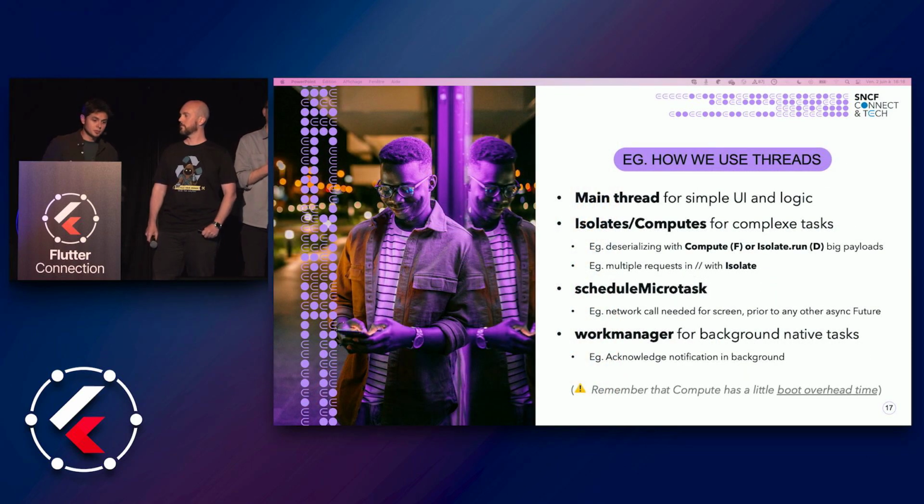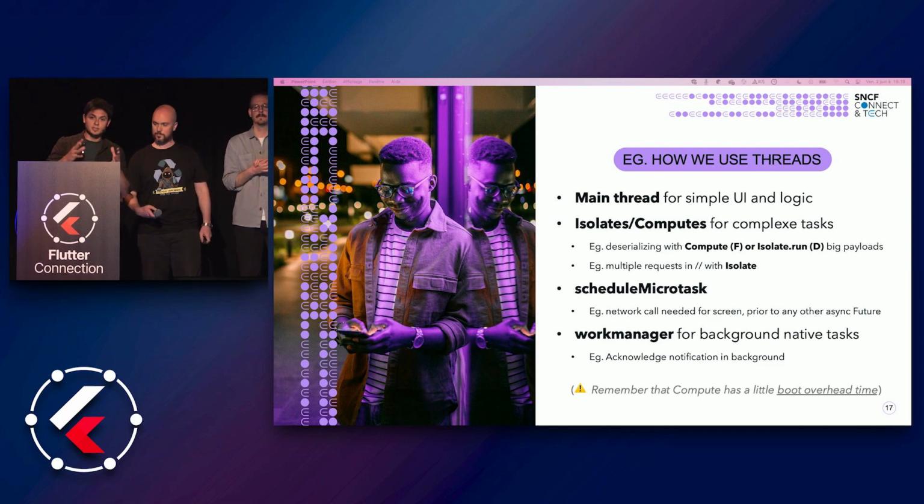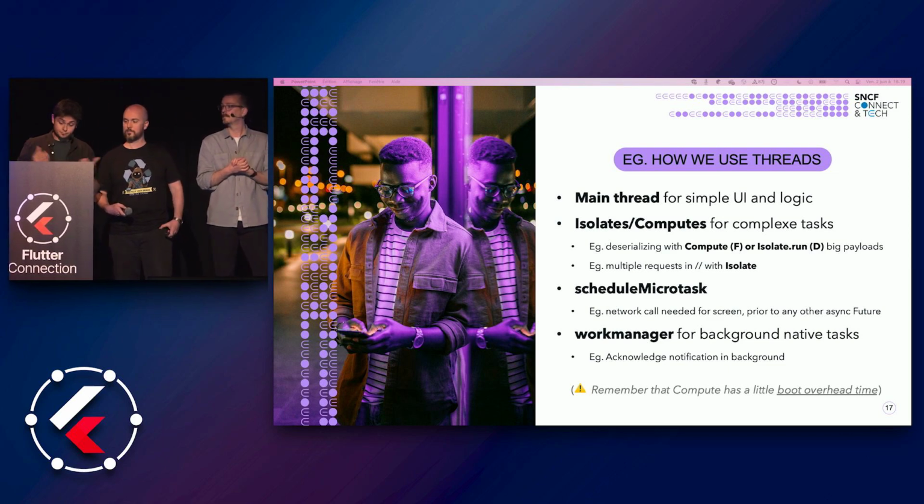So here are some tips about threads. You can use compute or isolate.run in the latest version of Flutter to deserialize big payloads. You can use isolates for multiple requests in parallel. Take a look also at scheduleMicrotask if you want to prioritize some feature to run for your screen, and also use Work Manager if you need to do some stuff in the background. For example, if you need to acknowledge a notification for your server.